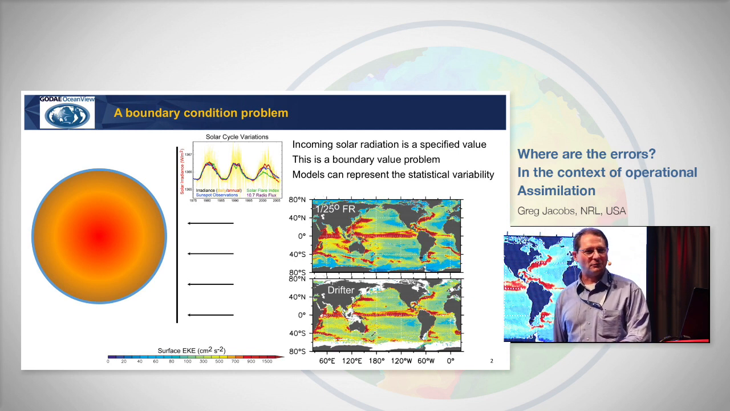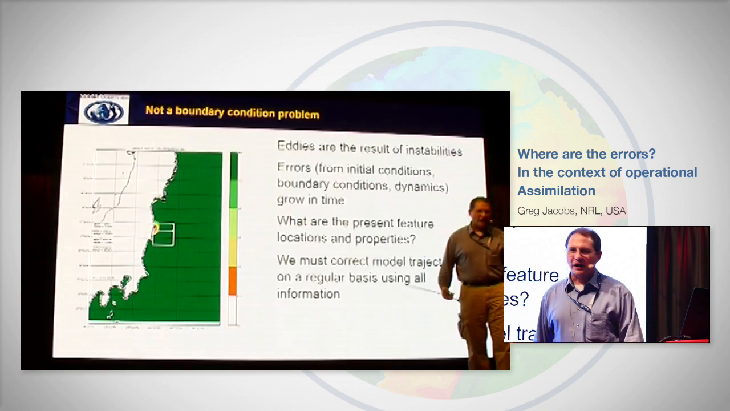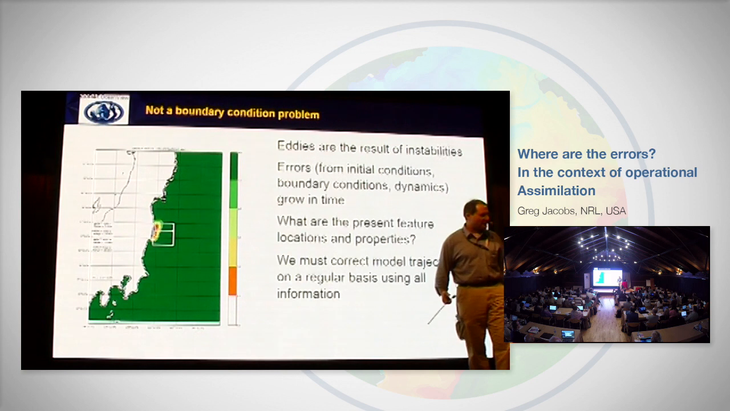To first order, there's lots of things that are very good about it. There's still a lot of work that needs to be done on numerical models when you get into the details, so I don't want to say it's all done. But to first order, we can reconstruct the statistics: the amplitude, the variance due to the mesoscale eddies, all of those kinds of things. That's great. This is not a boundary condition problem.